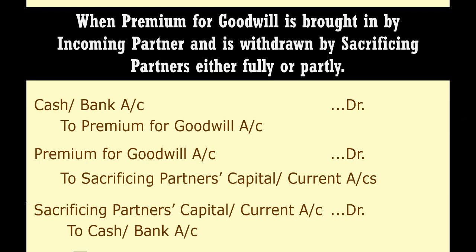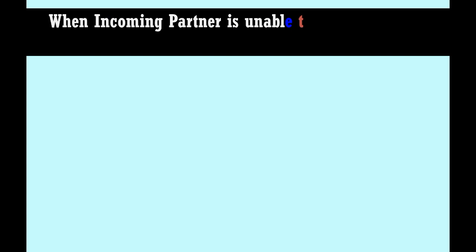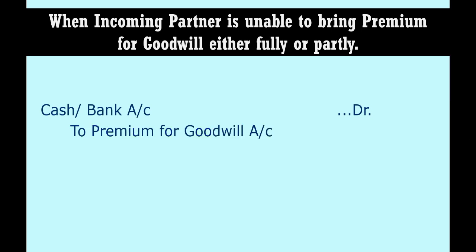Next, when incoming partner is unable to bring premium for goodwill either fully or partly. Now here partner is not able to bring premium for goodwill, but we want the amount. So first we will take the amount as he is giving. For example, we ask him to pay 1000 rupees, but he is paying 60%, meaning 600 rupees he can pay. So cash we will debit 600. Then credit premium for goodwill 1000 rupees, because we want 1000 rupees.